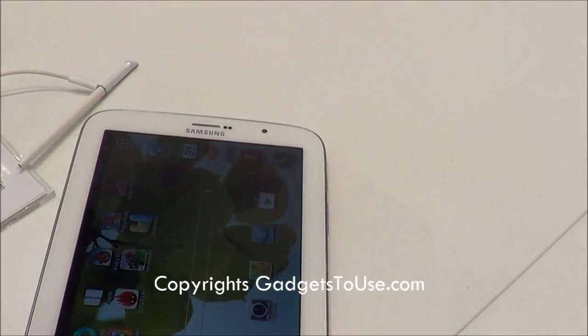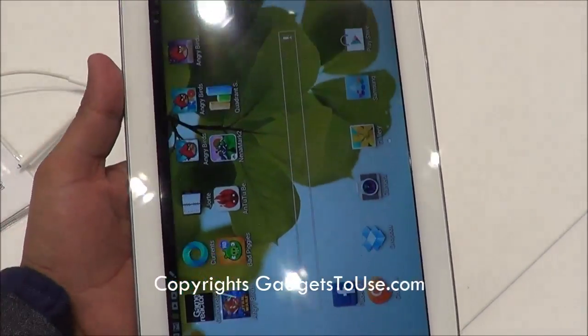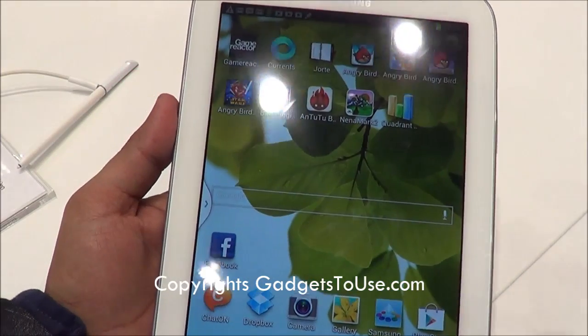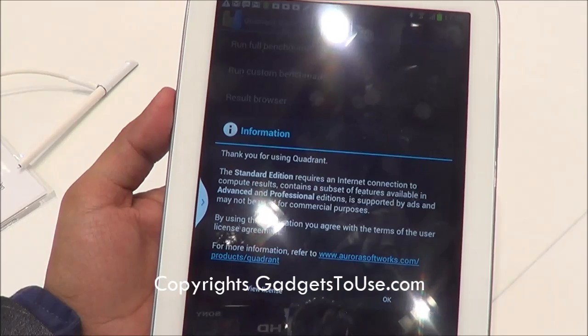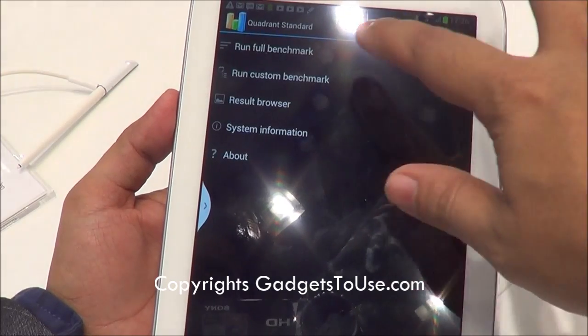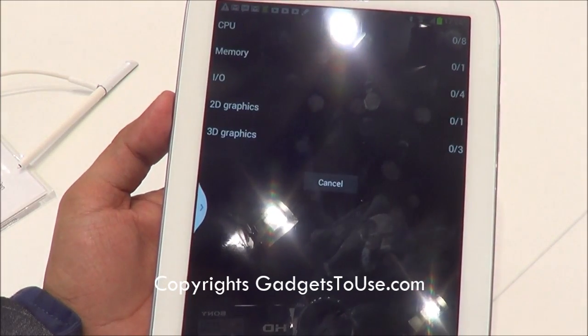We're just going to do the benchmarking for this particular device. We have already run some of the benchmarks and some of them we will run right now. Quadrant benchmark. So if we run the full benchmark over here.